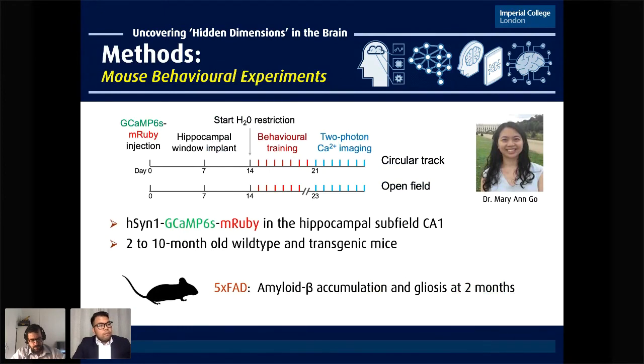We recorded in vivo 2-photon calcium imaging data from behaving mice. So we used 2 to 10-month-old wild-type and transgenic 5X FAD mice, which were injected with HCN1 GCaMP6s mRuby in the hippocampal subfield CA1. And after 7 days, hippocampal window surgery was performed where the cortex above the injection site was aspirated and a glass-bottom cannula was inserted, replacing the aspirated cortex region.